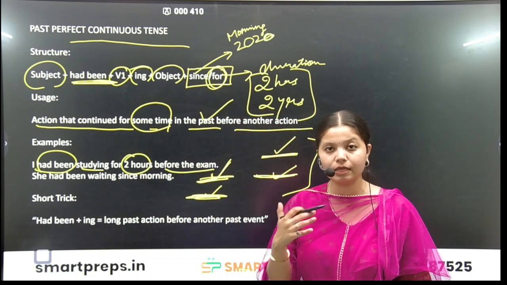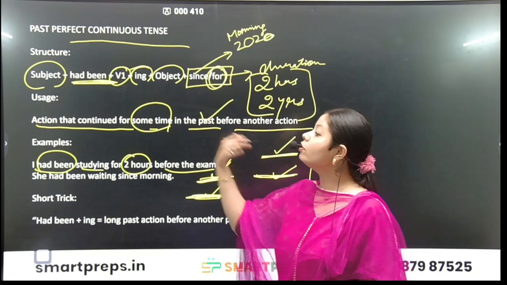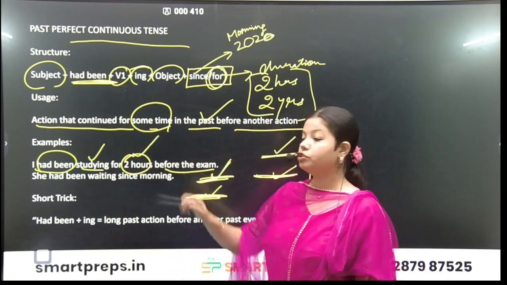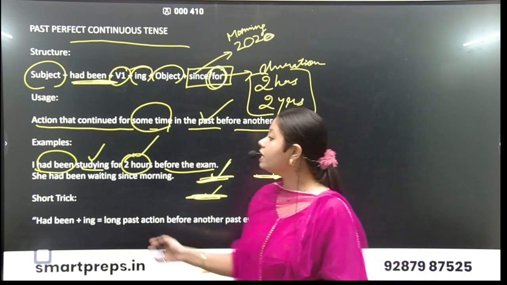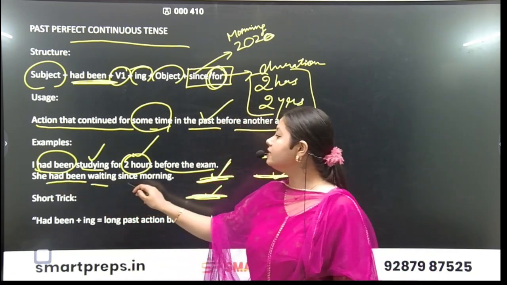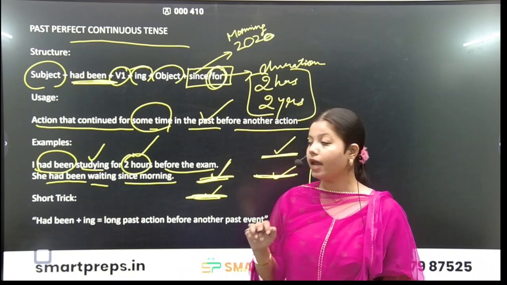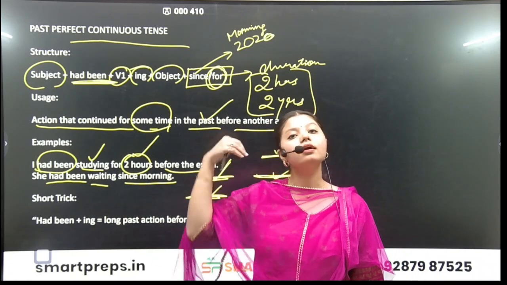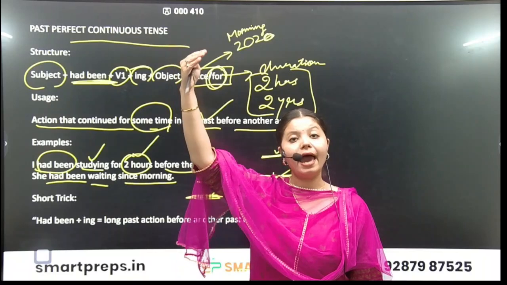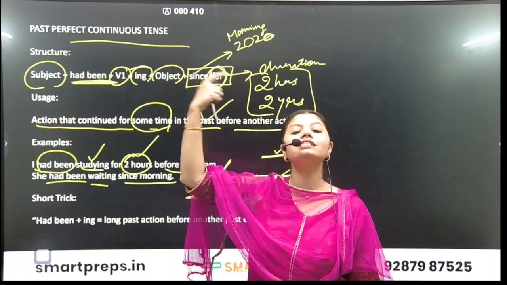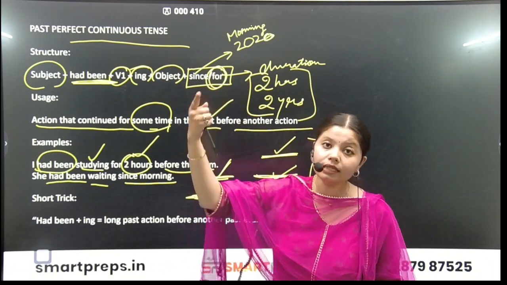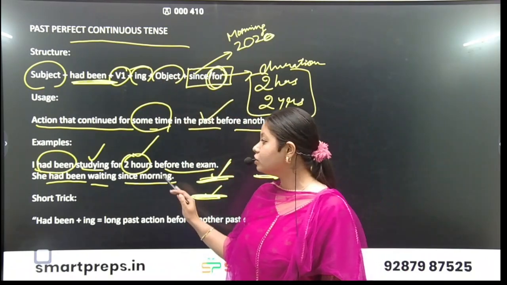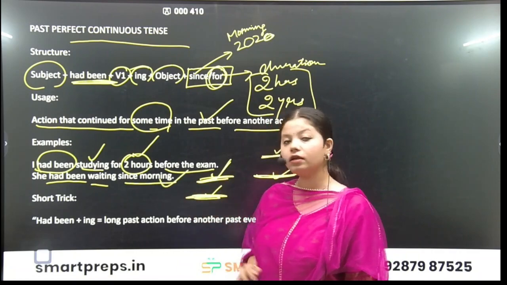So the exam is the past action first. Before that, I had been studying for 2 hours. Duration is mentioned. She had been waiting since morning. She was waiting in the past. So she had been waiting because that action was continuing for some time in the past. Since when was she waiting? She had been waiting since morning.